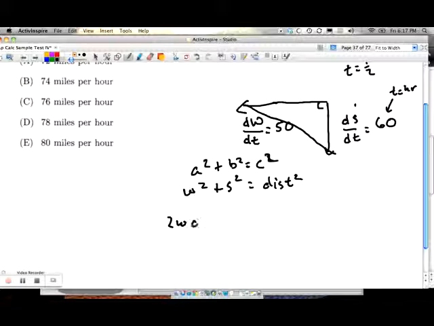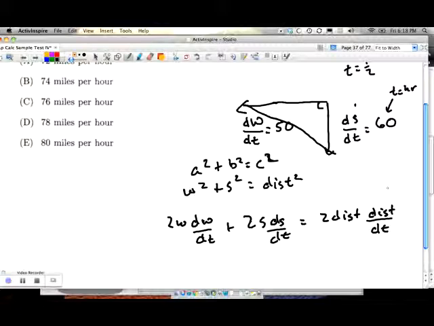So this is going to become 2w dw dt plus 2s ds dt, if I differentiate everything with respect to t, equals 2 times the distance times distance dt. And what we're really looking for here is this distance dt. Everything else I'm going to have to plug in. So I do need to figure out the distance.